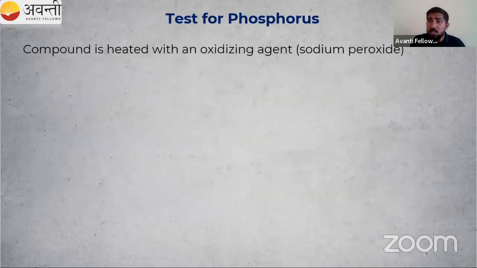So what is happening in the case of phosphorus? What are the reactions happening? We have to study that. First, I'm taking an organic compound. Then I'm treating that organic compound with sodium peroxide.